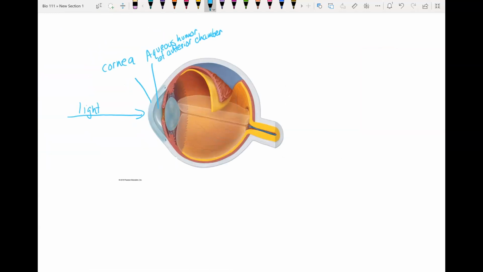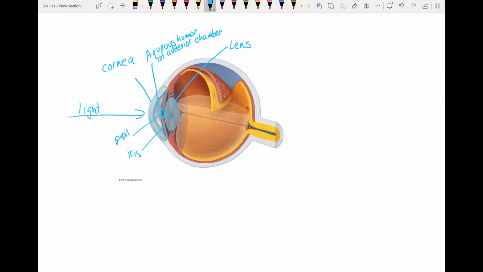So right here, this is iris. So here and here, because this is a cross-section side view, is iris, and you can kind of see right here is the hole in the middle of it. That's the pupil. So the light's going to go through the pupil, and then you have your lens. Your lens is what will focus the light, and we'll talk more about that in a few minutes.